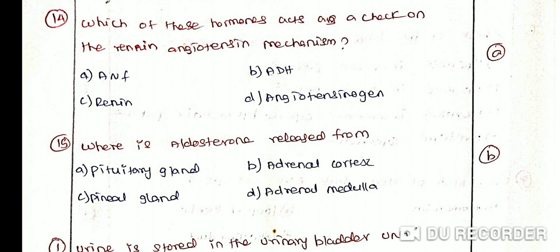Explanation. ANF or the atrial natriuretic factor is a vasodilator and can decrease blood pressure. It acts as a check on the renin-angiotensin mechanism that is activated when the glomerular filtration rate decreases.